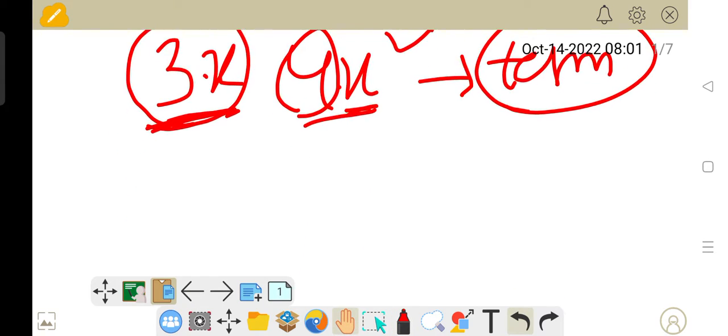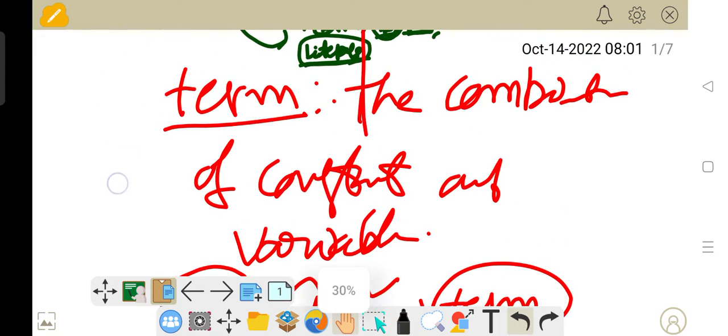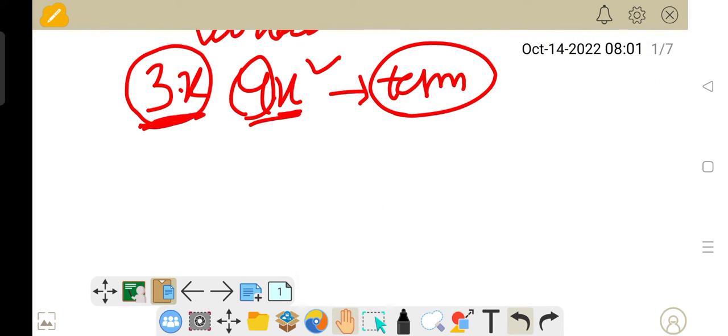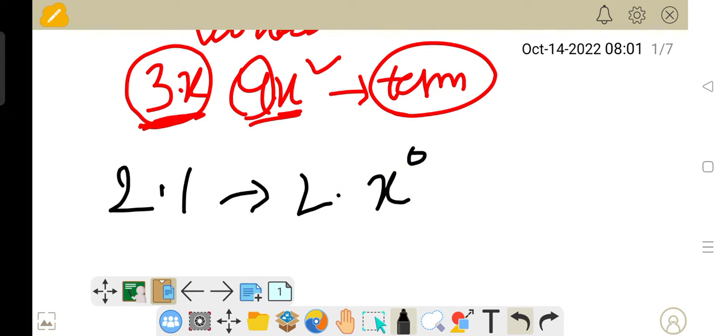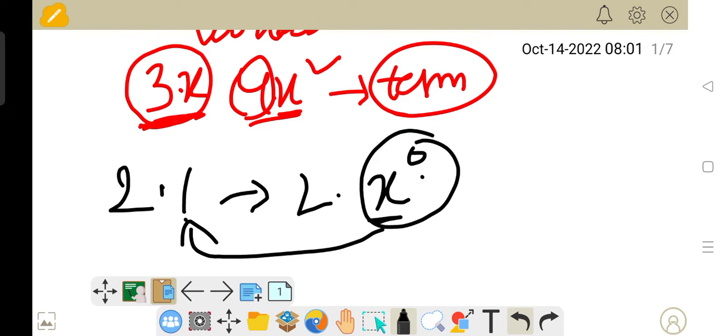And I am saying that a term must contain a constant and a variable, according to the definition of the term, the combination of constant and variable. But here a single constant is also a term. For example, 2 is a constant. I am saying 2 is a term also. Why is it called a term? Because 2 can be written as 2 into 1. It can be written as 2 into x power 0. Any base having the power 0 has value equal to 1. Therefore, x power 0 equals 1.